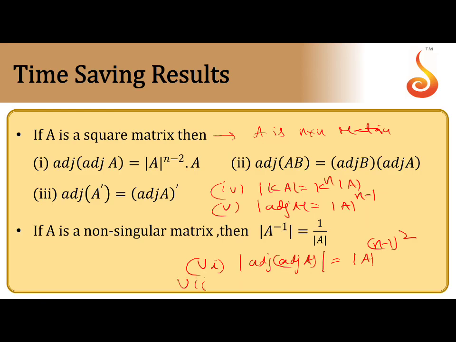And one more property: adjoint of kA is k power n minus 1 into adjoint A. And det of A inverse is 1 by det A; this is also a standard property. I hope you understand these properties; you can memorize them. The extra properties are already given here. Det of kA is k power n det A. Det of adjoint A is det A whole power n minus 1. Det of adjoint of adjoint A is det A whole power n minus 1 whole square. Adjoint of kA is k power n minus 1 into adjoint of A. These extra properties you can note down. I hope this is clear.